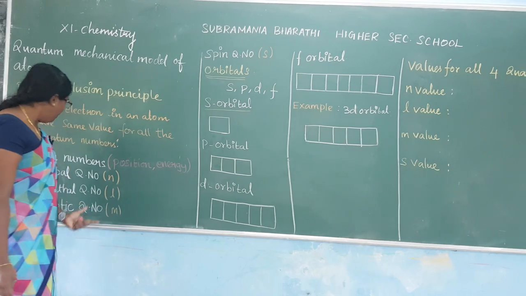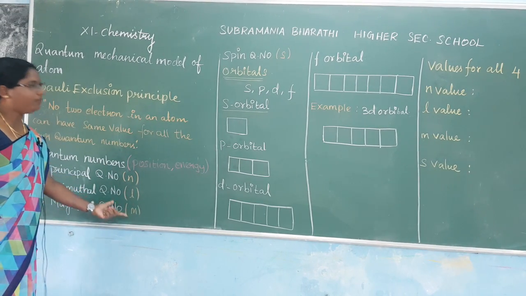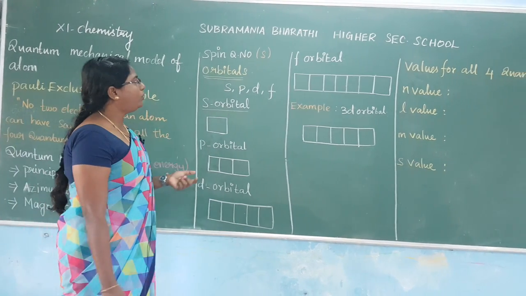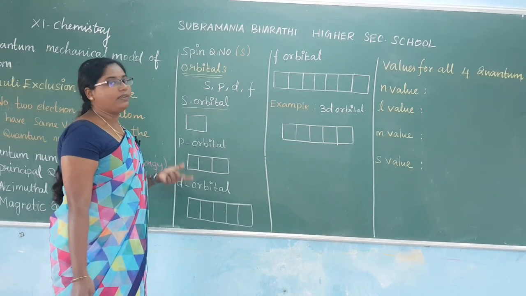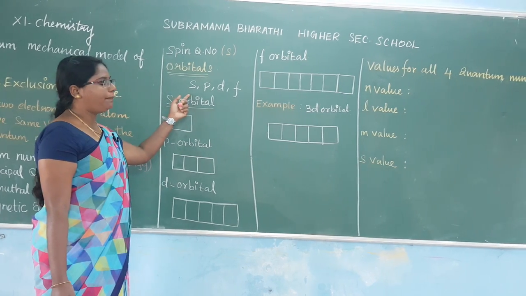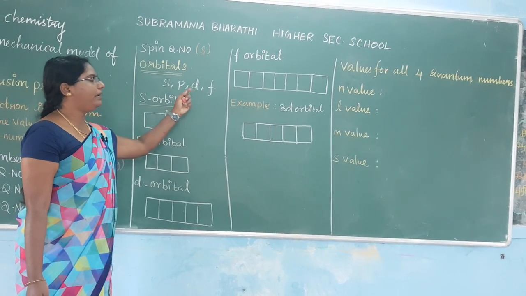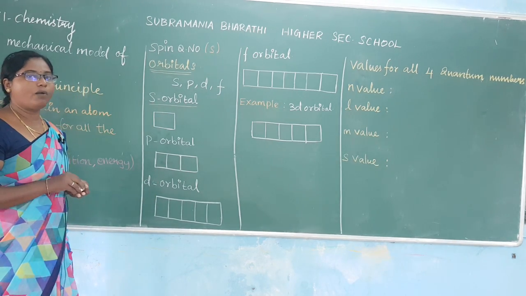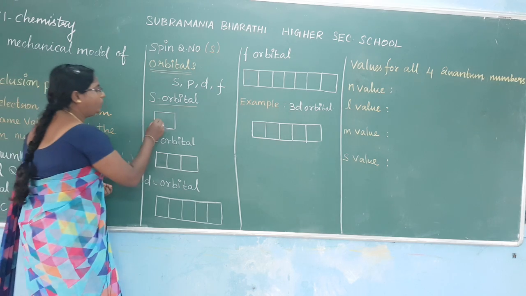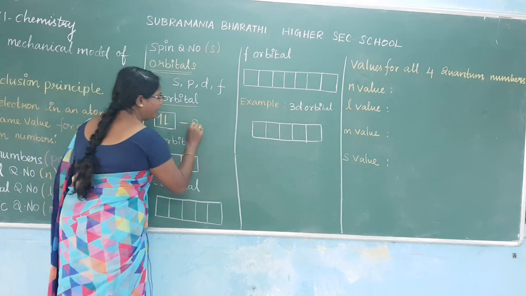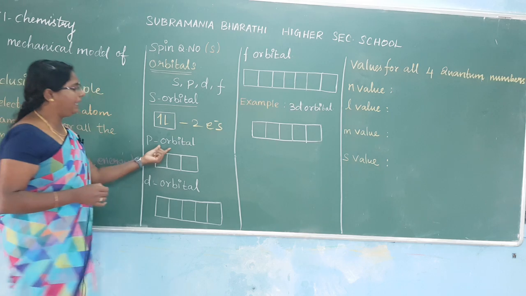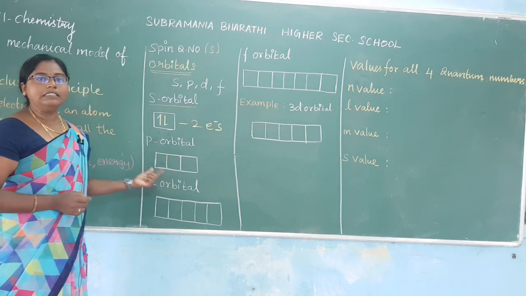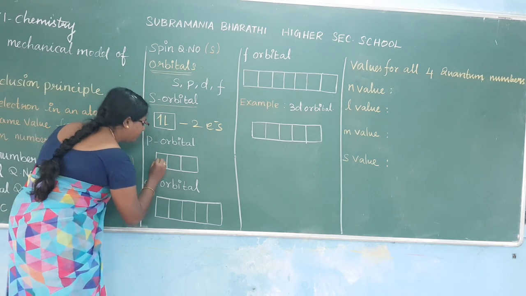These are all the four quantum numbers. These values only we are going to find out for the Pauli exclusion principle. Then we move on to orbitals. What are orbitals? We have four orbitals: S orbital, P orbital, D orbital and F orbital. In the S orbital, how many electrons can be accommodated? In the S orbital, only 2 electrons can be accommodated. In the P orbital, how many electrons can be accommodated? In the P orbital, a total of 6 electrons can be accommodated.